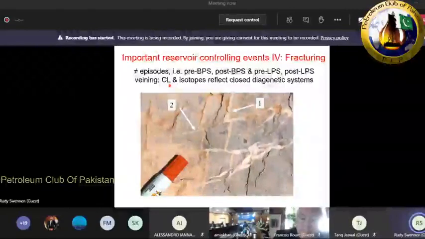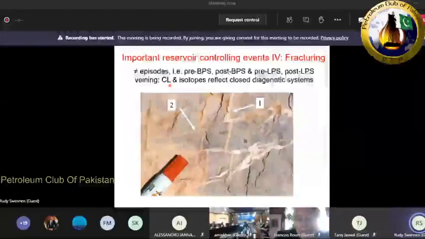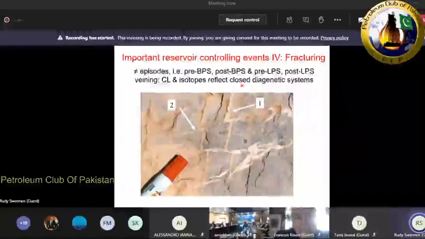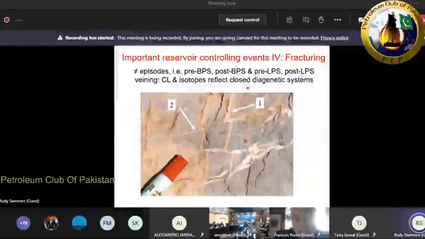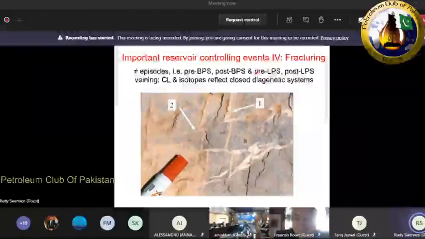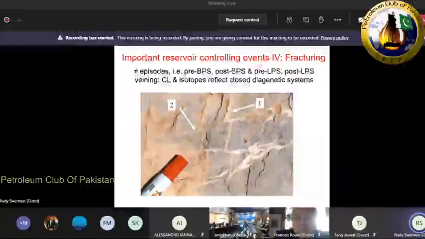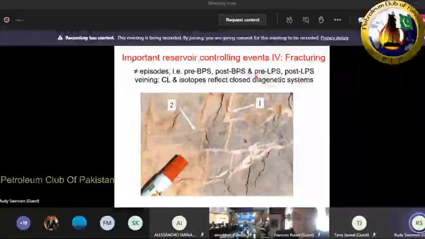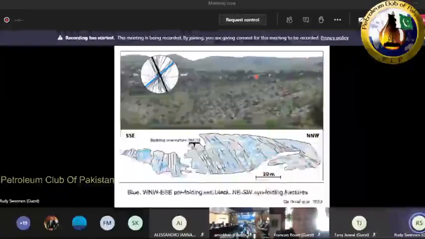And this allows you to tell whether the veins are host rock buffered. So if the material in the vein is coming from the host rock, that means it's a kind of closed system, or whether this is an open system where you have exotic fluids coming in. I can tell you already that once you are in the stage of what happens after the layer parallel shortening stylolites, you very often are in an open diagenetic system. So a very dynamic system.